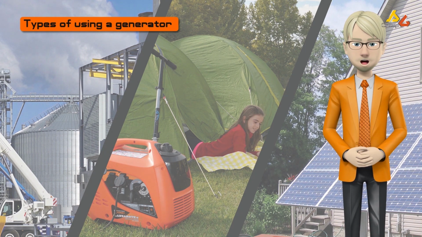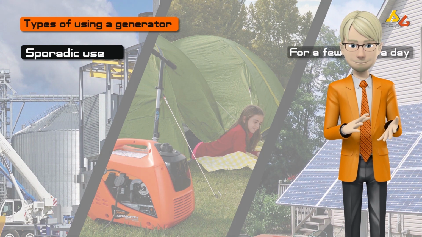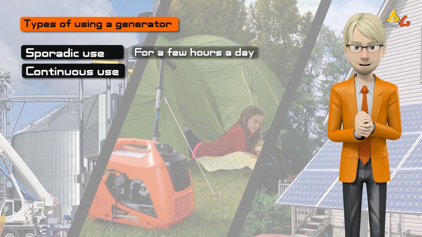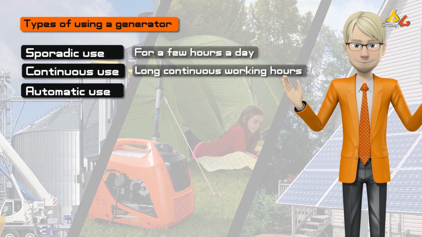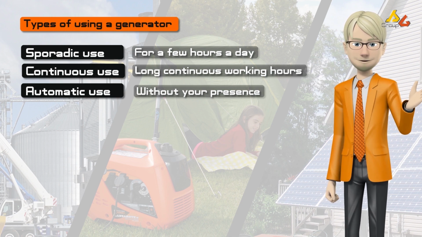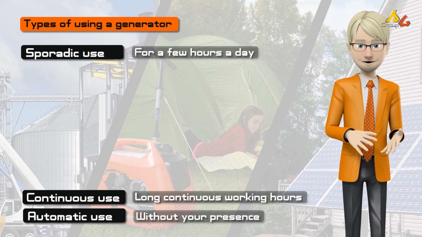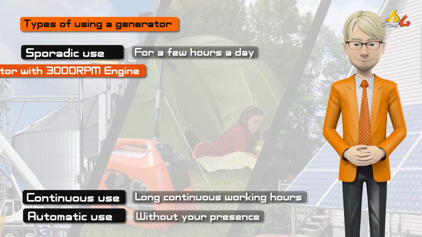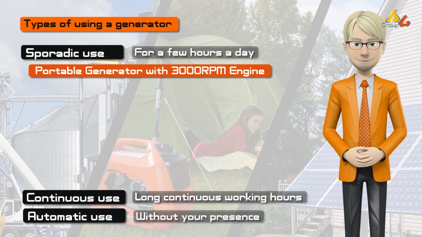So first, we need to determine if the customer will need it throughout the working day, for sporadic uses during the day, or for automatic uses without their presence. The most common will be that the customer's needs are either sporadic or interrupted, so we will opt for a portable generator with a 3000 RPM revolutions per minute engine.